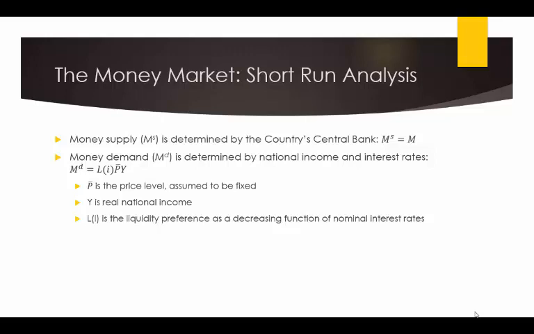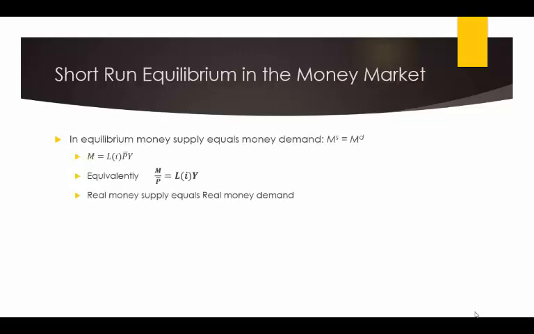This contrasts with the long run, where P is fully flexible and is what adjusts to clear the money market. In the short run, which is where we're focused presently, P, the price level, is fixed, and the nominal interest rate is what adjusts to clear the money market. In equilibrium then, money supply is equal to money demand, or in real terms, the real money supply M over P bar is equal to the real money demand L(i, Y).